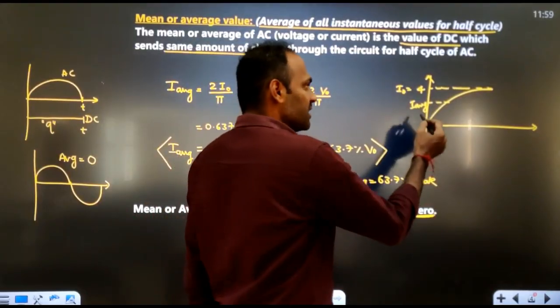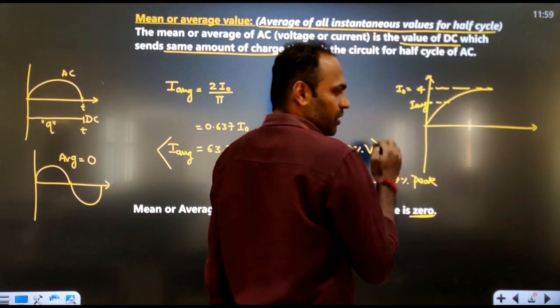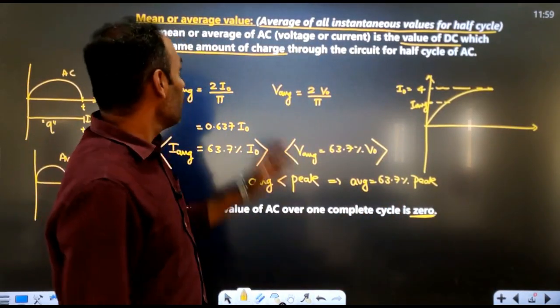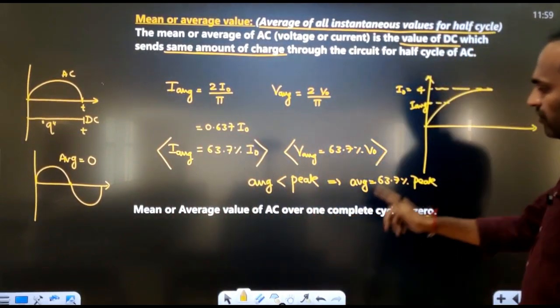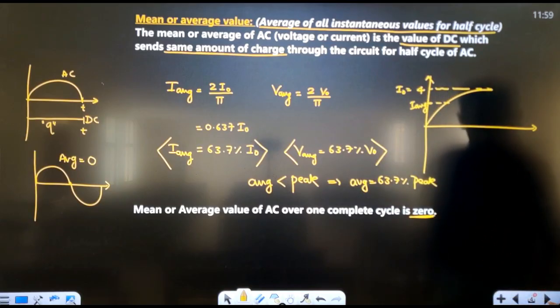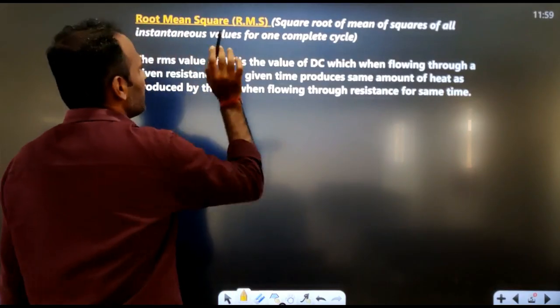So in the graph or in the waveform, we have to show the average value here. We have to show it a little more than 50%, 63.7%, right? Okay, that is all about mean or average value. For one full cycle of AC, the mean value or average value will be 0. You remember this. Okay, we'll go to the next concept, that is RMS value, root mean square.